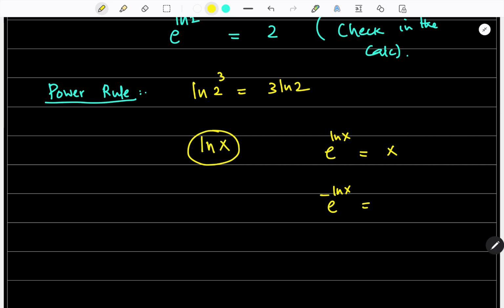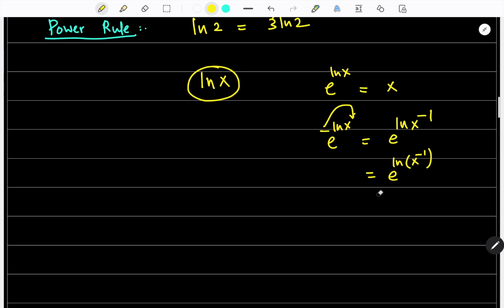So what you need to do, using this power rule, look here, this minus is on the top. So you can take this minus to the power. So which is e power ln x to the power of minus 1. So this is going to become e power ln 1 by x, or just keep it as x power minus 1. So this is of the form e power ln a, right? What is your a? Your a is x power minus 1. So your answer is x power minus 1, which is going to become 1 by x, right?